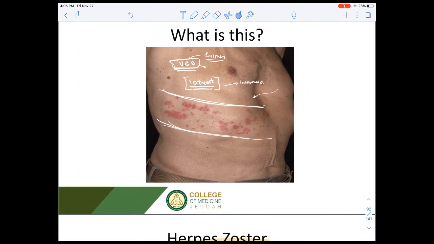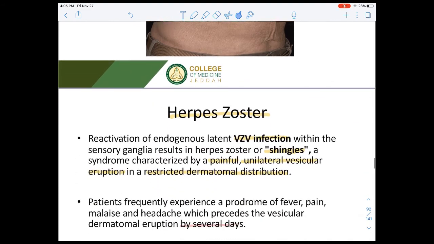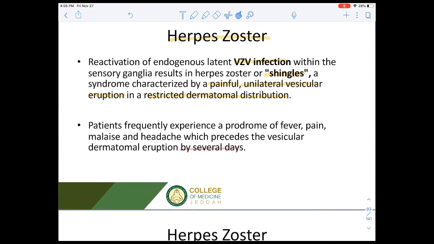And so this is a very painful rash, and thus you should treat it with opioids or any other treatments that could lessen the pain. The patients frequently experience a prodrome of fever, pain, malaise and headache. So it's an infection, once again, which precedes the vesicular dermatomal eruption by several days. So this is the prodrome. It's fever, pain, malaise, and headache.